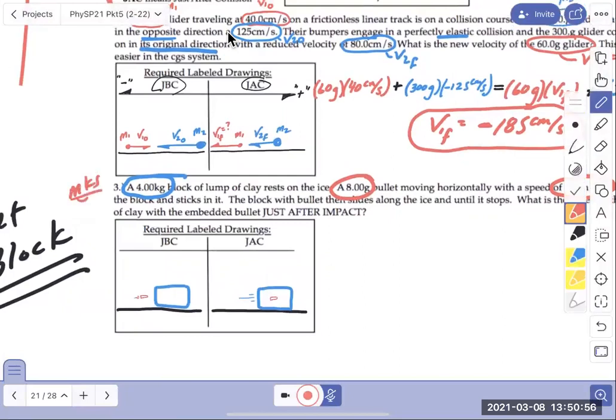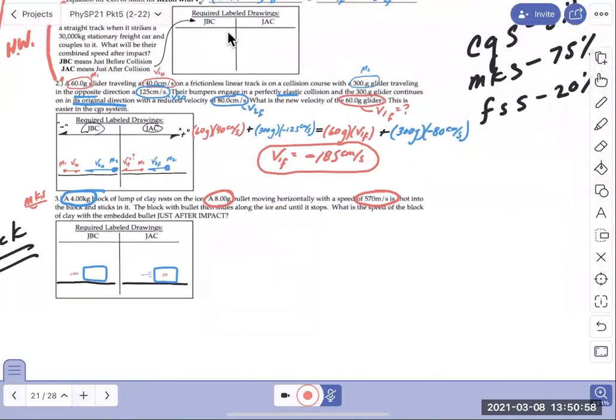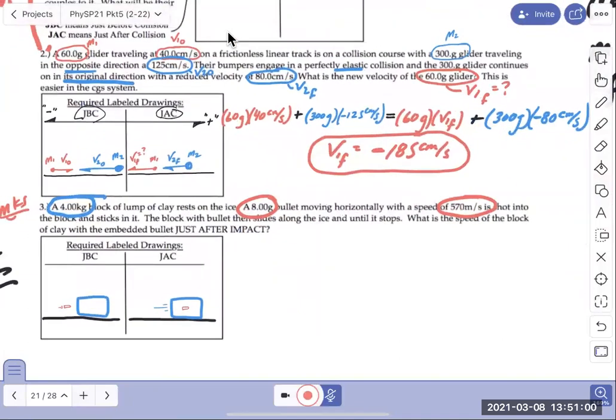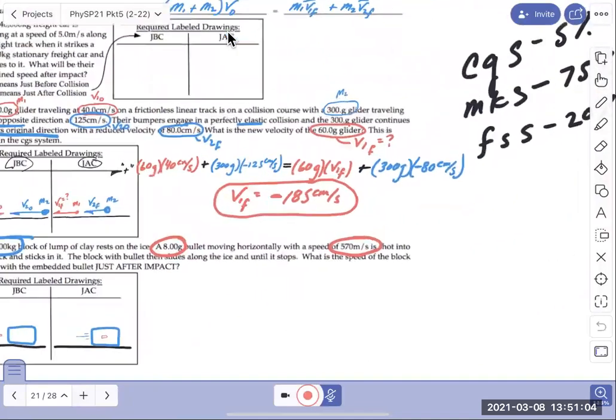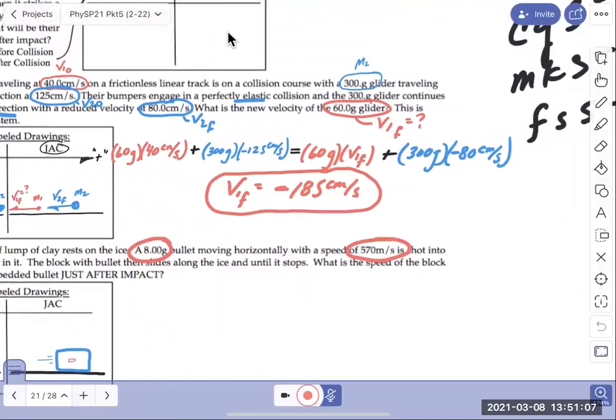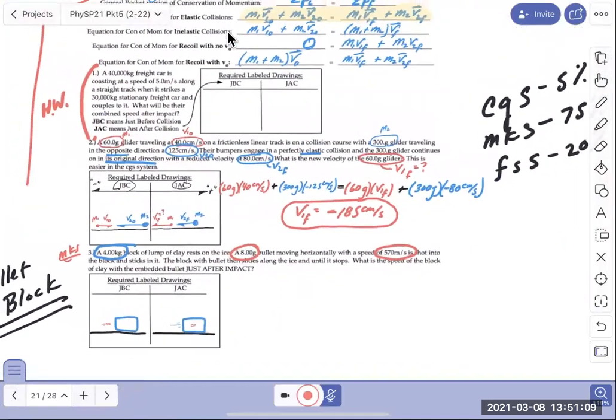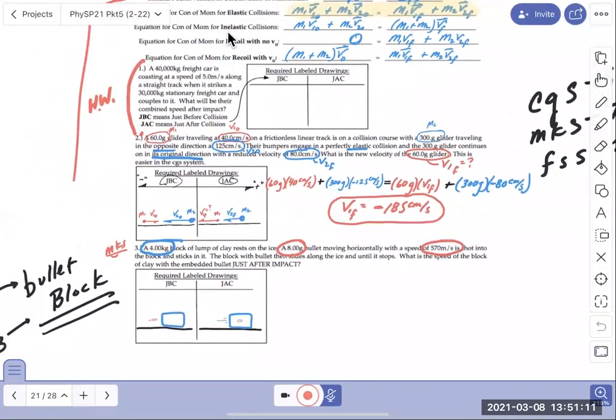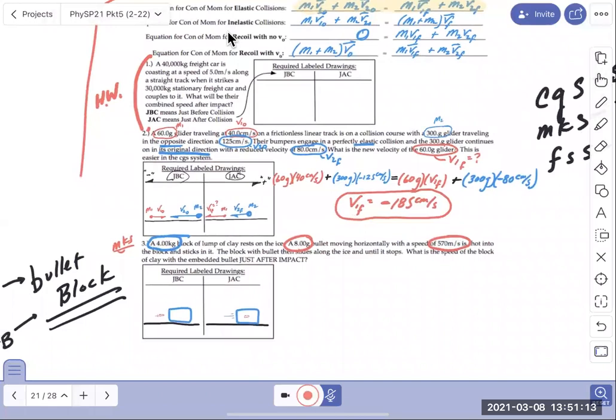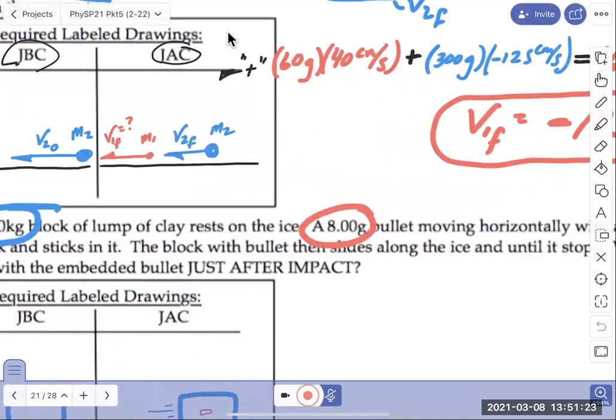MKS. Okay, so it sticks in it, meaning there's no splinters, all mass is now combined. The block with the bullet then slides along the ice until it stops. Don't care about that. That's a whole other problem, which we'll do, which is to determine the coefficient of friction between the surface and the block. But that's not part of the problem. The problem we only care about is just before impact and just after impact.